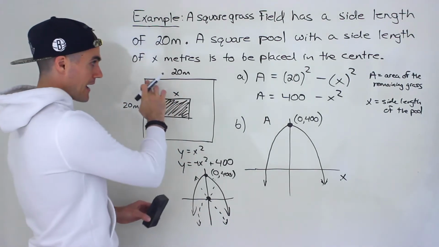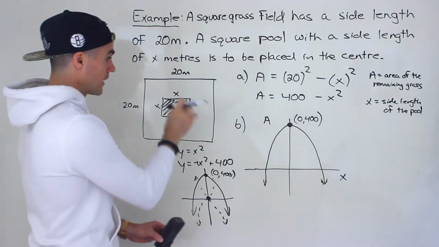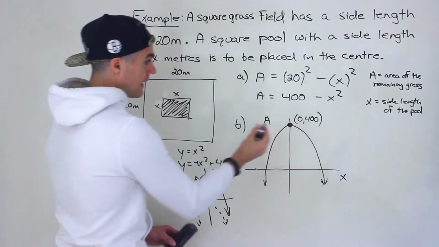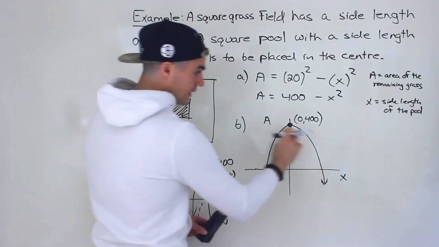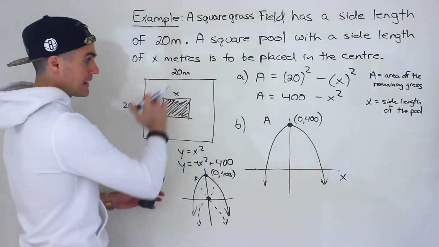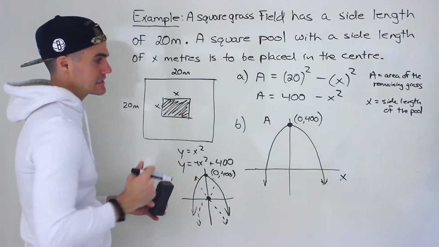If you think about it, the maximum area of the remaining grass is if we don't have a pool, right? If that x value is 0, which would be up here. And then as that x value increases, that area gets smaller and smaller. The area of the remaining grass gets smaller and smaller as the pool gets larger. So it makes sense here.